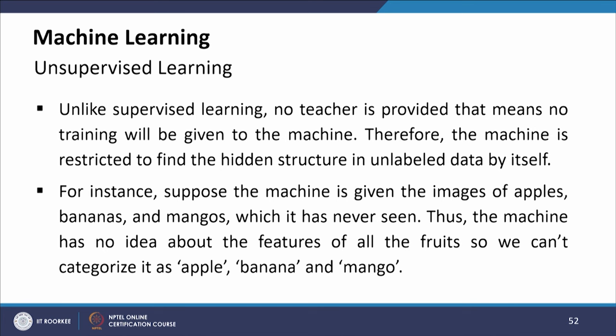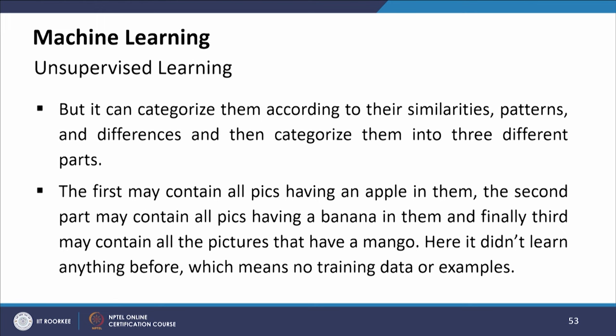For instance, suppose the machine is given the images of apple, banana and mango, which it has never seen. Thus, the machine has no idea about the features of all the fruits. So, we cannot categorize it as apple, banana and mango. But it can categorize them according to the similarities, patterns and differences, and then categorize them into three different parts. The first part may contain all pics having an apple in them. The second part may contain all pics having a banana in them. And finally, the third may contain all the pictures that have a mango.